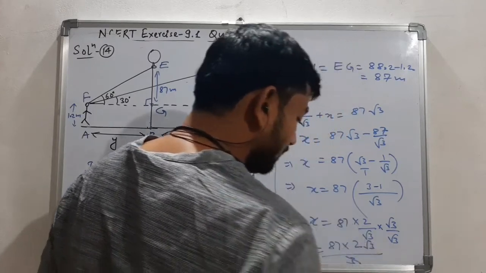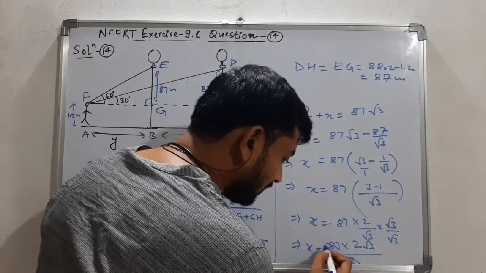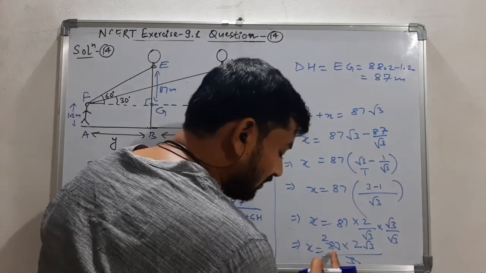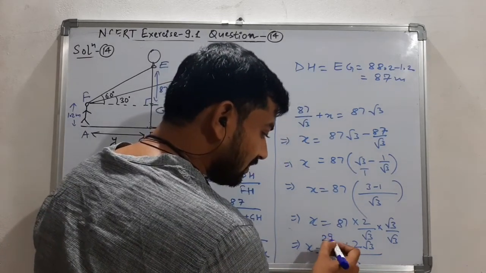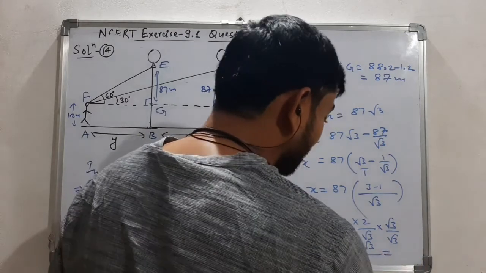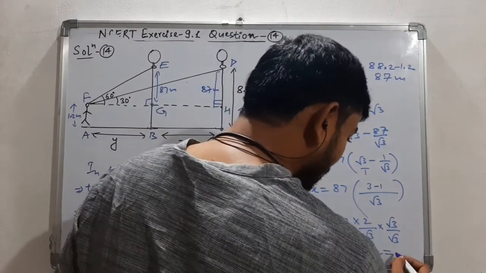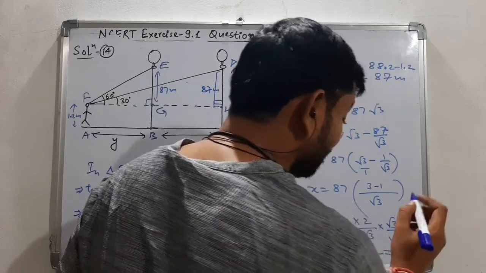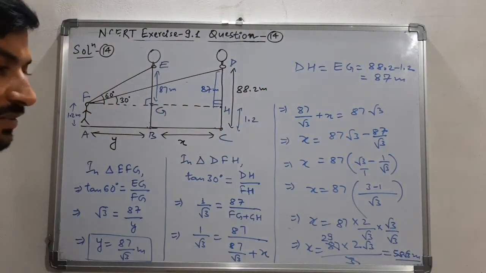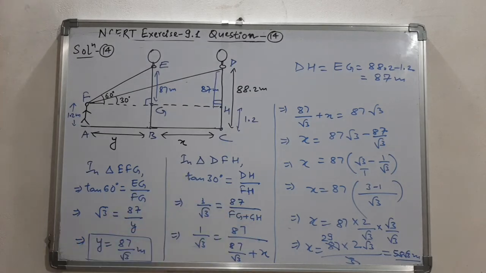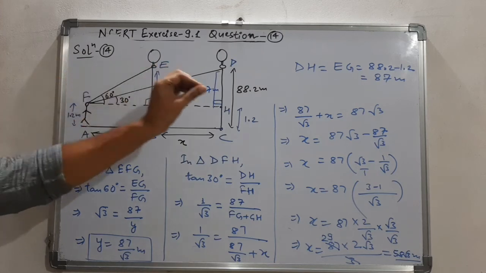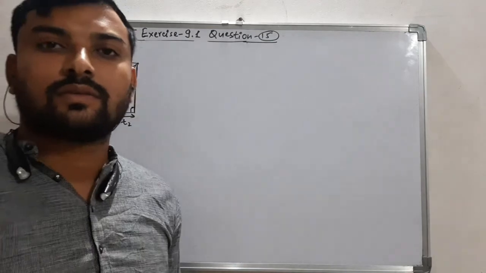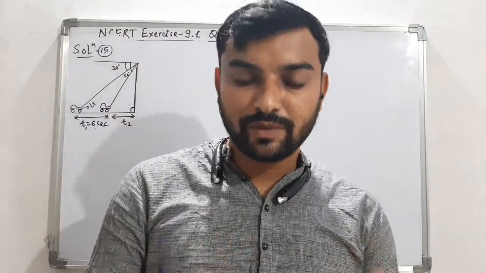Now we can solve this. When we divide this by 3, 87 divided by 3 is 29. 29 into 2 root 3 will be 58 root 3 meters. So the balloon moved by a distance of 58√3 meters when the angle of elevation from her eyes changes from 60 degrees to 30 degrees. So let us come to question number 15.